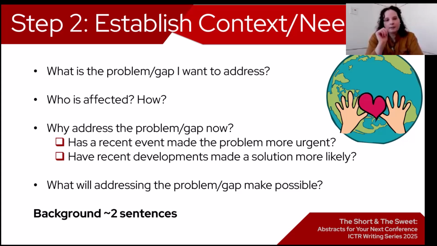So if you're just bullet pointing out answers to some of these questions, you should have enough content for your background section of approximately 2 sentences. Everything is approximate in this presentation because obviously word limits vary from conference to conference, and also, as I mentioned earlier, the amount of work you need to put in the background may vary based on your audience. Maybe you need to spend some time establishing a shared baseline knowledge. So about 2 sentences, give or take.